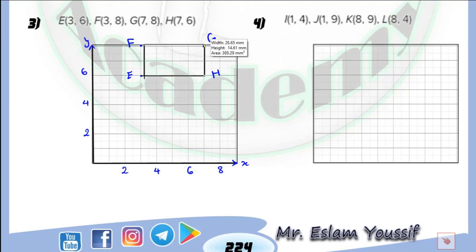Now we need to graph. You will find that FE equals GH equals 2 units, and FG equals EH equals 4 units. So we can find the perimeter by adding length and width, multiplied by 2, which is 4 plus 2, multiplied by 2. You will find that the answer is equal to 12 units.